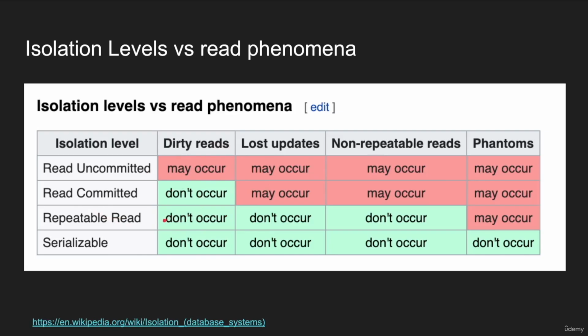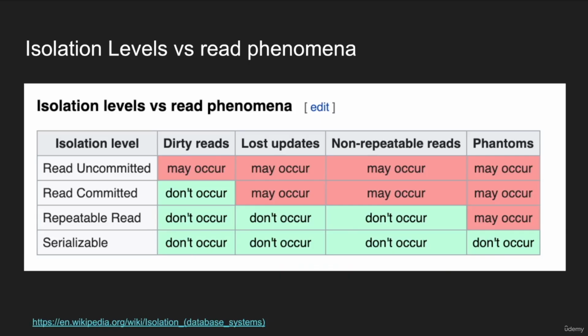With repeatable reads, you don't get dirty reads, you don't get lost updates, and you don't get non-repeatable reads as well. All right, because we fixed that with repeatable read, but you still get phantoms. But in serializable and also snapshot, you don't get any of this. It's all fixed effectively, right? And there is a slight difference between serializable and snapshot, right?